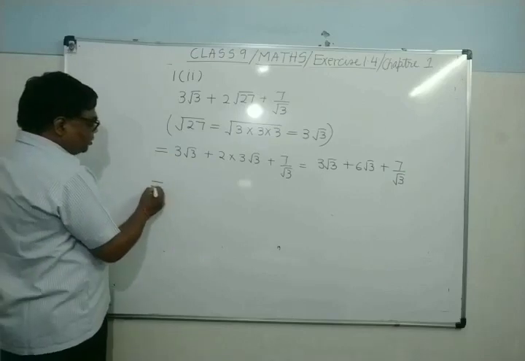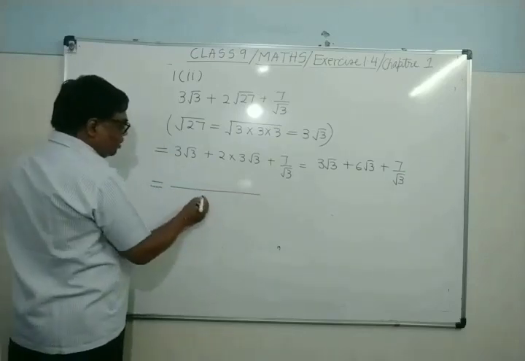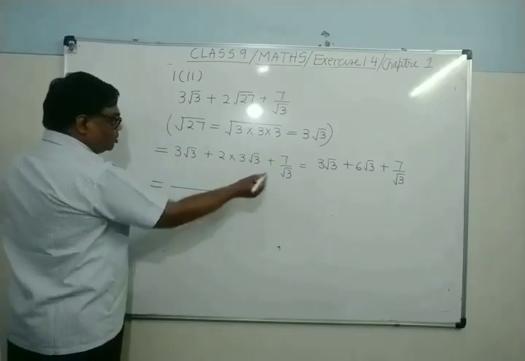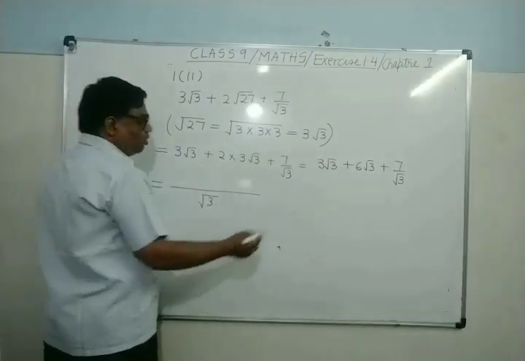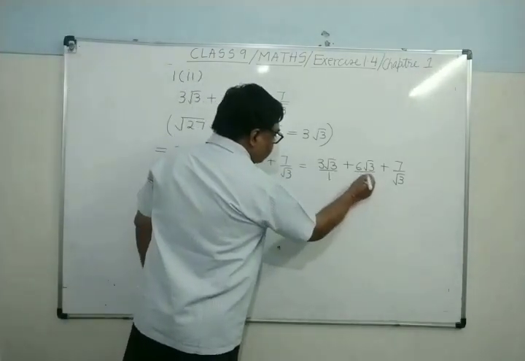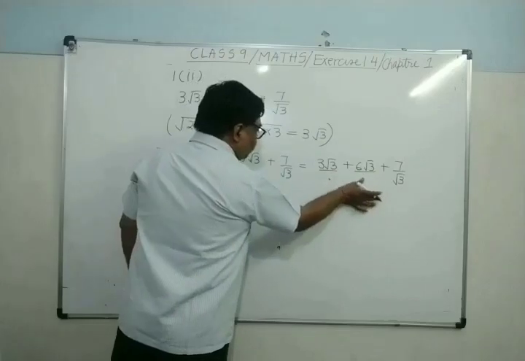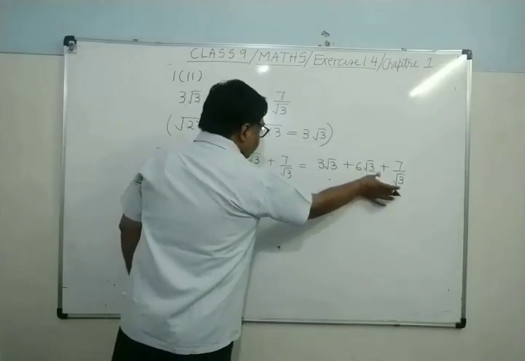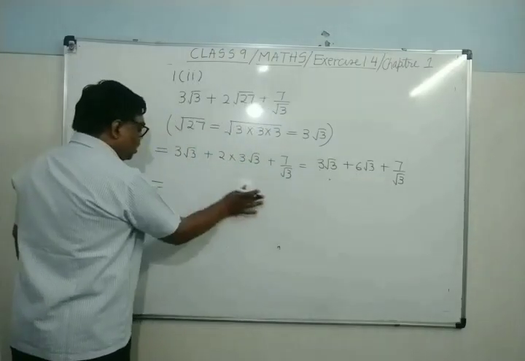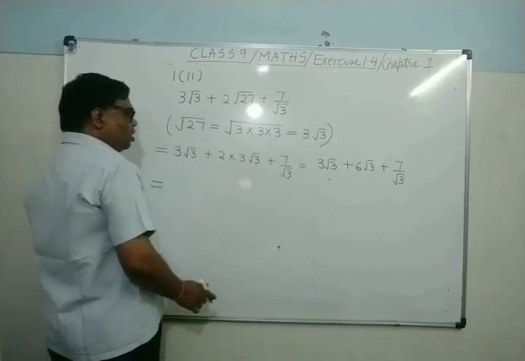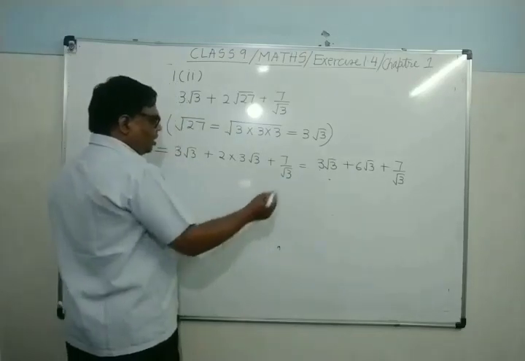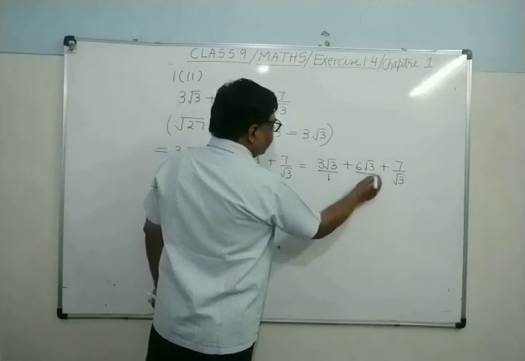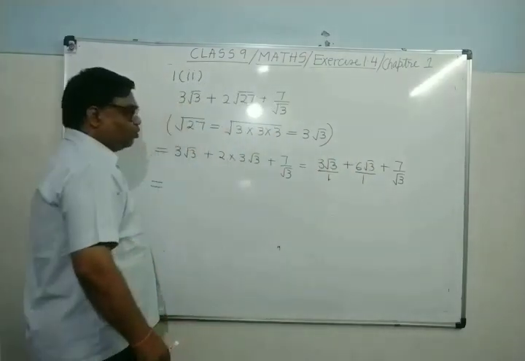Now you take the LCM. When you take the LCM, the LCM is root 3. One more thing: first you write 3 root 3 plus 6 root 3. It will be equal to 9 root 3. Or here I am doing it the same way, though you can write 9 root 3 here.